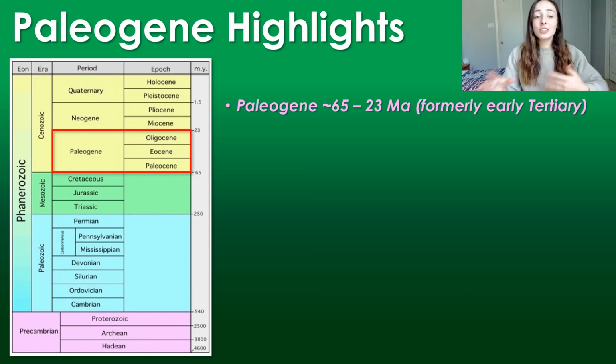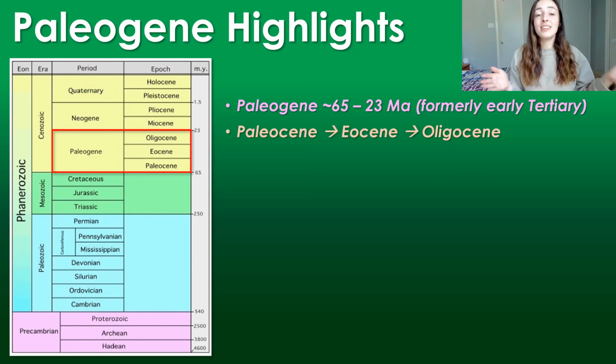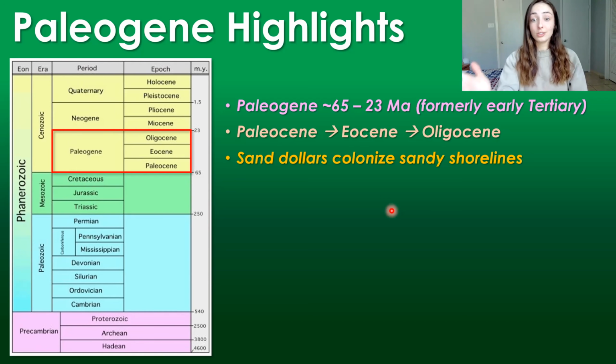It used to be called the Tertiary back when it was combined with the Neogene, and you might know that name instead. But basically, the Paleogene is a period that includes the epochs Paleocene, Eocene, and Oligocene. The major life, geological, and climatic events that happened during this period include sand dollars colonizing sandy shores. Wow, we're starting off with a bang. I promise it gets way more interesting than that. Sand dollars are cool, don't get me wrong, but there's more things.